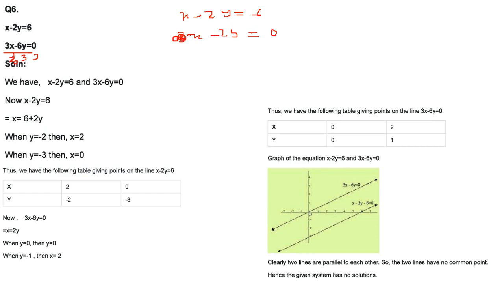If you see here, these two are equal. That means if I take this as a1, this as a2, so a1 by a2 is 1 by 1. This is b1, this is b2, so minus 2 by minus 2. And then c1 by c2, that is 6 by 0. Now you see that this is undefined, of course. That is why we call it inconsistent.